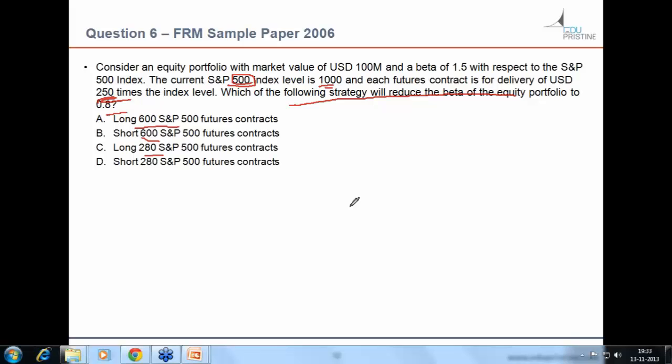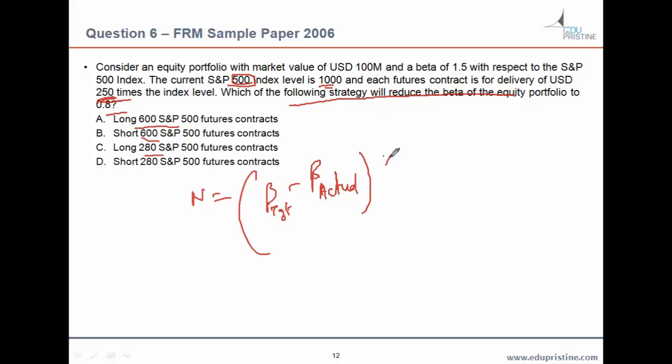If you remember the formula, which I think everybody does, it is the number of contracts equals the target beta minus the actual beta, times the size of the spot position, that is 100 million, divided by the size of one futures contract. That is the index level, which is 1000, and the multiplier is 250. That gives you the value of the contract.